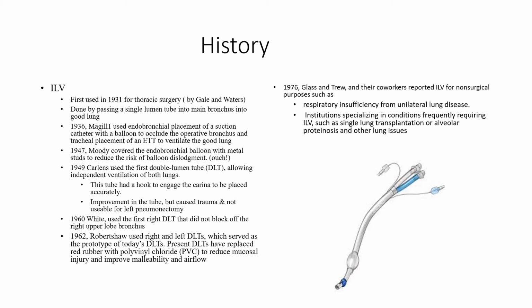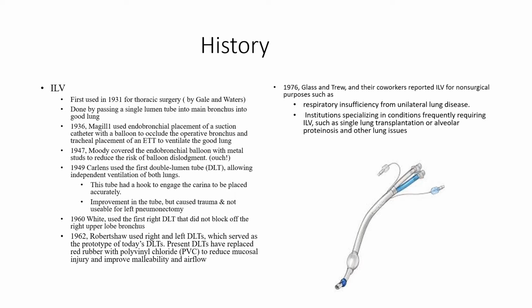pneumonectomy. In 1960, White used the first right dual lumen tube that did not block off the right upper lobe bronchus. So then in 1962, Robert Shaw used right and left dual lumen tubes, which served as the prototype of today's DLTs. So present DLTs have replaced red rubber with polyvinyl chloride, so PVC, to reduce mucosal injury and improve, I'm going to stutter over this word, malleability and airflow.